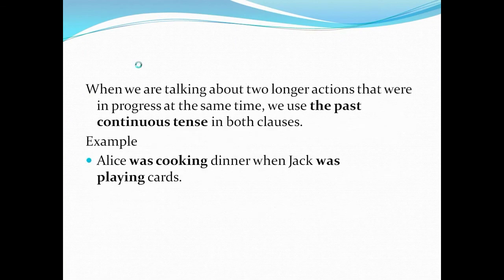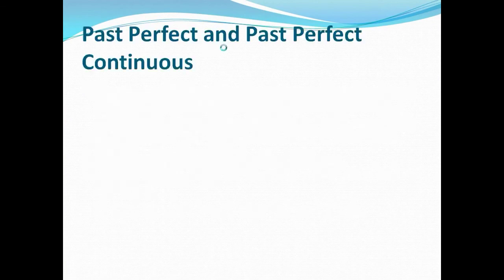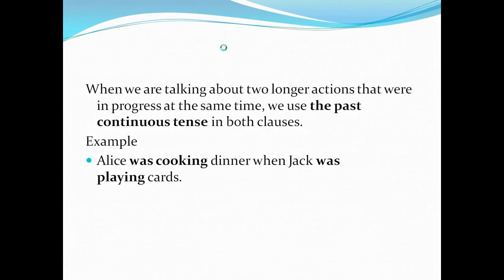When we are talking about two longer actions that were in progress at the same time, we use the past continuous tense in both clauses. إلا كانوا عندنا في الكلوزز بجوجهم actions اللي هما طوال يعني بجوجهم غنستعملوا فيهم continuous tense. Example: Alice was cooking dinner while Jack was playing cards.